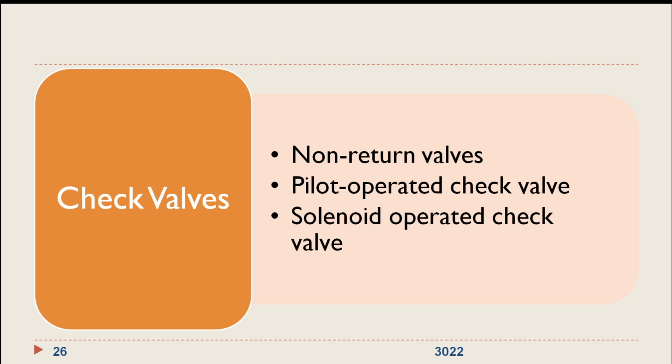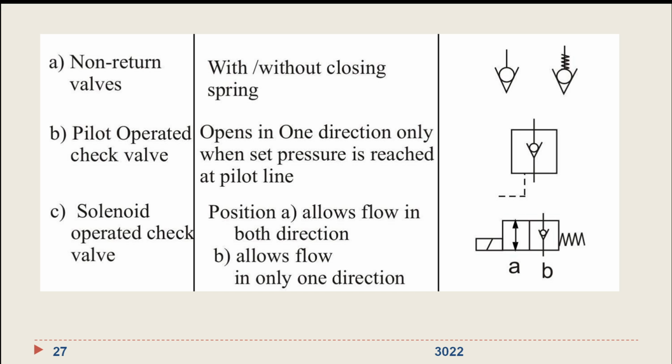Now the second category of valves is check valve. That is the second category. Non-return valves, pilot operated check valves, solenoid operated check valve. All these will come under check valves. So could you tell me an example for a non-return valve? The foot valve used in a sump, where you are using a pump to lift water from a sump to overhead tank. So at the sump at the bottom you use a non-return valve, right?